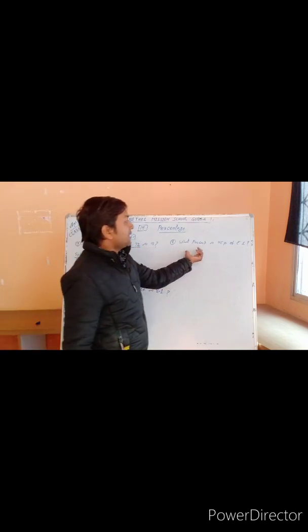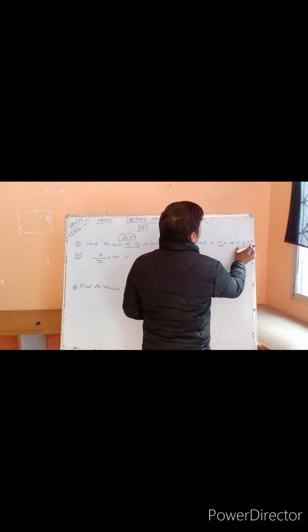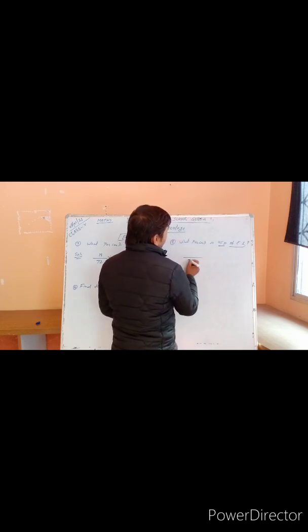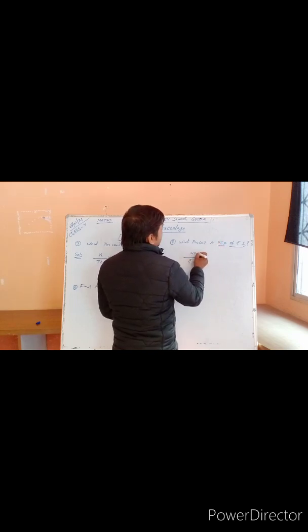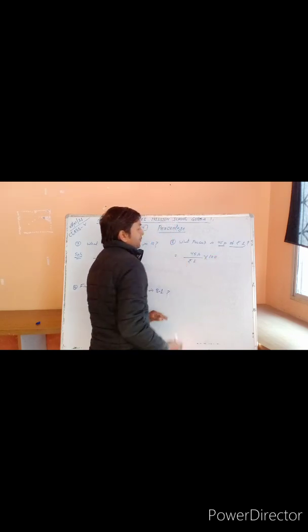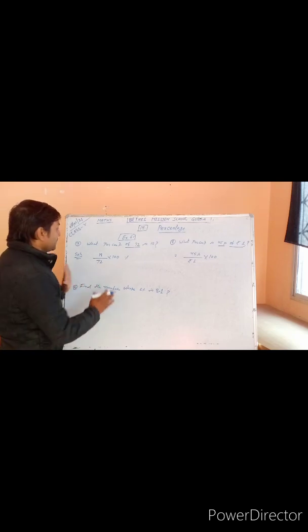Same here, what percent is 45 paise of 1 rupee? Total is 1 rupee. Total you write as the denominator, 1 rupee, and 45 paise. Oh, sorry. And to find the percentage you multiply by 100. Okay. Now start solving. Both are the same.